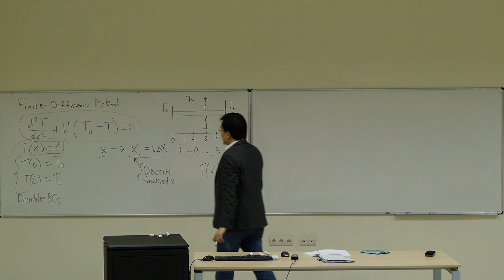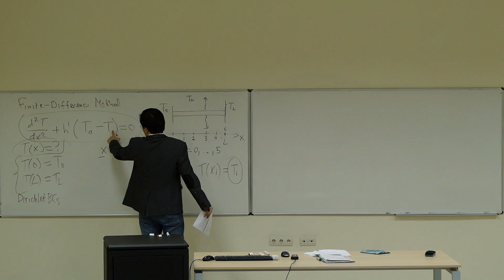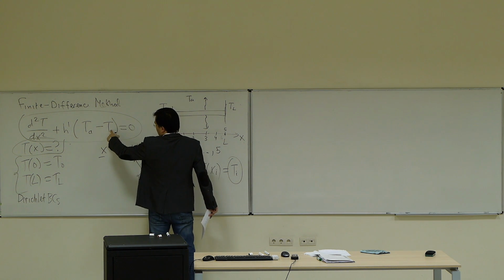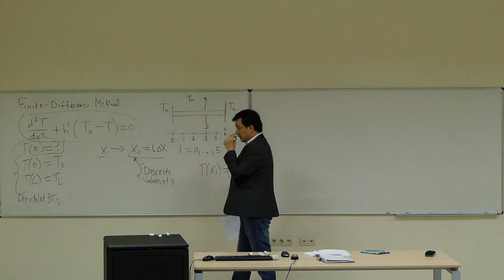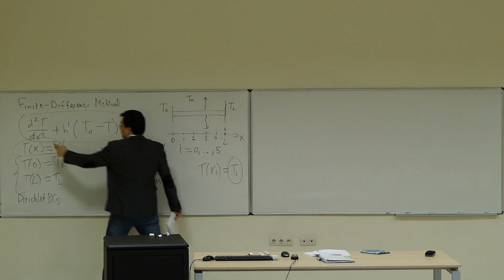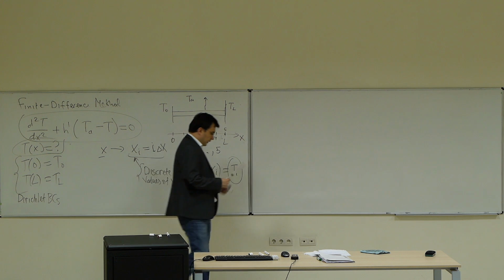Okay, what do we need to do that? Here it's very easy. I have temperature here. This term is very easily discretized. I just write this equation at these different points. So this one will be just T_i at point x_i. What about this term, the second derivative of T?